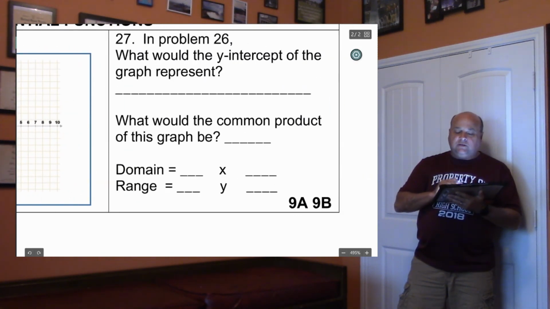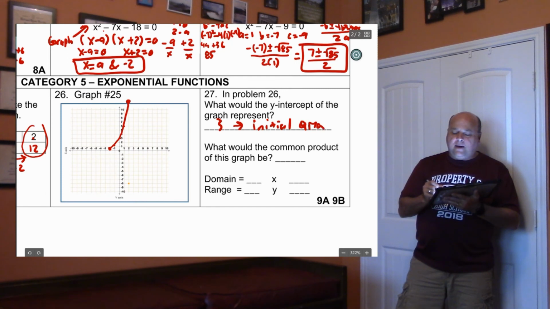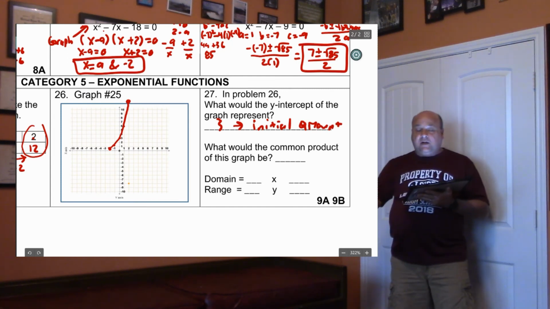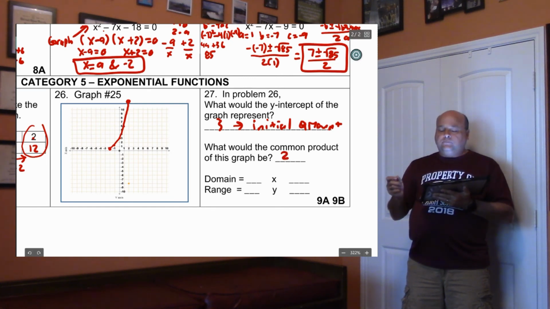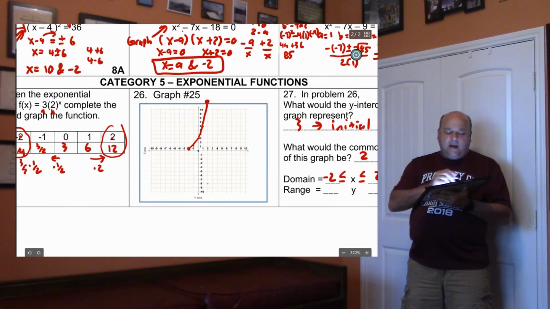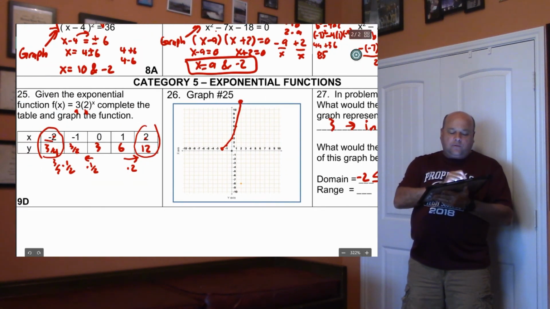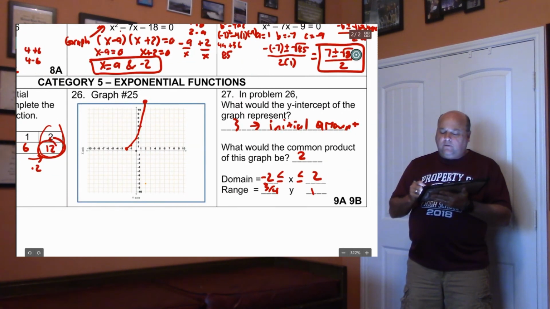Well, let's first do this. The y-intercept of the graph would be 3, and it is the initial amount, or the starting number, right? The initial amount or the starting number. What would the common product of the graph be? The common product of the graph would be 2, okay? And then the domain goes from negative 2 to positive 2, and you put less than or equal signs, right? The range is going to go from 3/4 to 12, right? So we're going to put 3/4 to 12, and we're going to put less than or equal symbols.